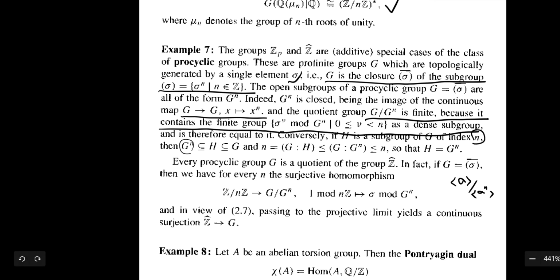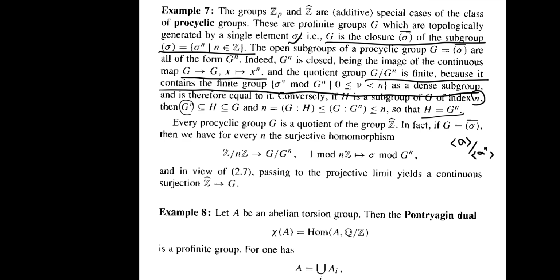this is the conjugates. Every procyclic group G. Sorry, we should not say it like this. We want to show that Gn defined in this way, so this is the definition for me. Gn is the image of the elements of G raised to the nth power. And we claim that it is open.